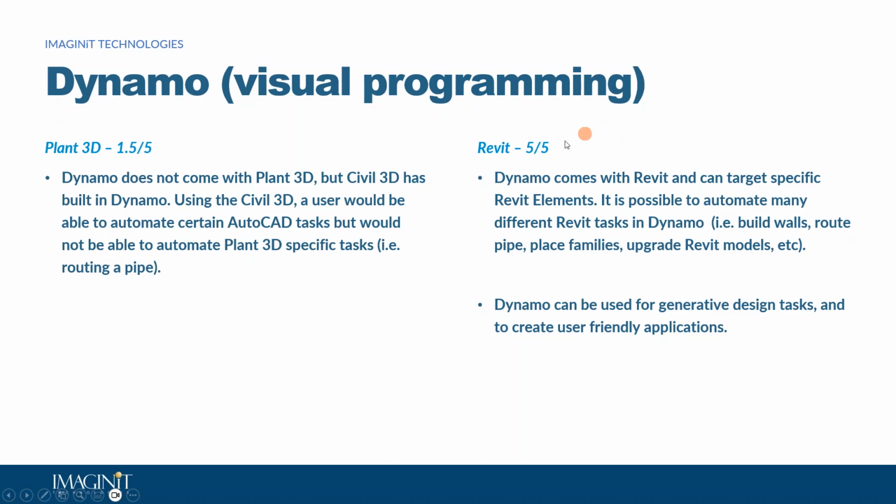In Revit, we gave it a 5 out of 5. Dynamo comes with Revit and can target specific Revit elements. It is possible to automate many different Revit tasks in Dynamo. For example, you can build walls, route pipe, place families, upgrade Revit models, etc. Dynamo can be used for generative design tasks and to create user-friendly applications.